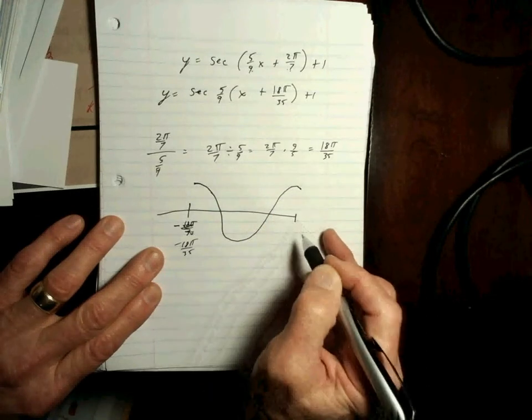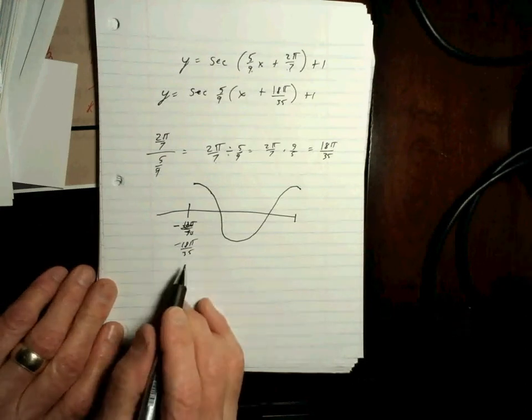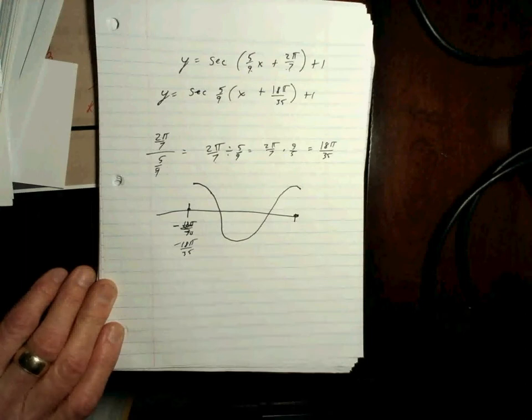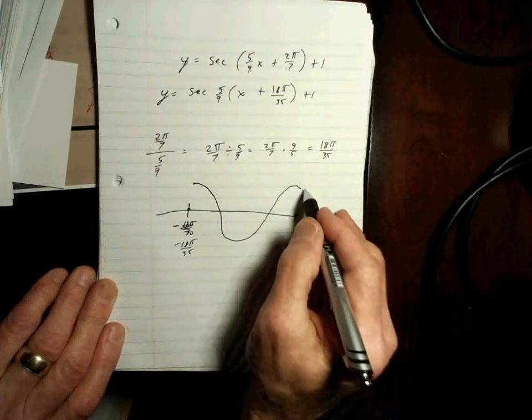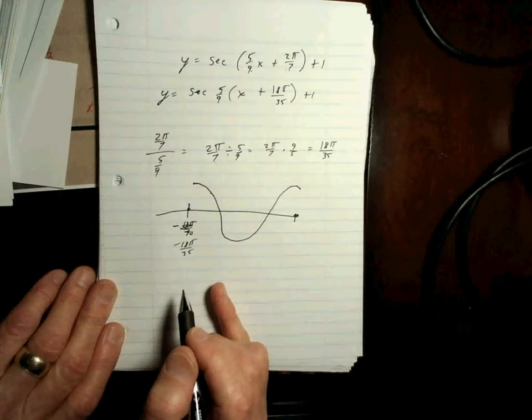So this would be one full period from here to here. So I'm marking these as my periods. I've also asked you to do one more extra increment to the right and to the left, and we will do that when we get done. But for right now, I've got 18 pi over 35. Now we have to still calculate my period.